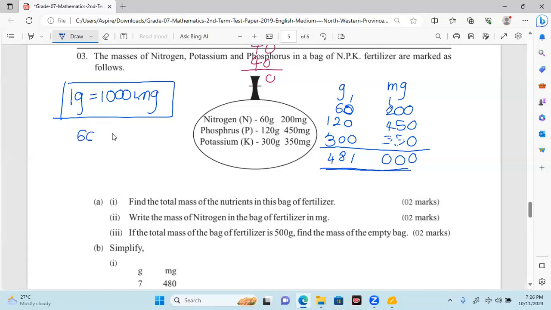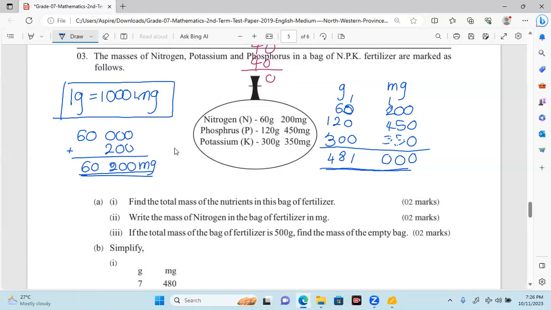It is 60,000 milligrams, and 200 milligrams also there. Then to express this, you can add these two together. So it is 60,200 milligrams. This is how we express the nitrogen in the bag of fertilizer in milligrams. Okay.